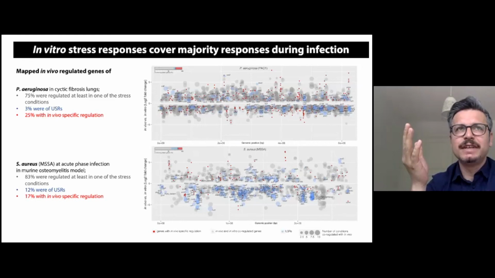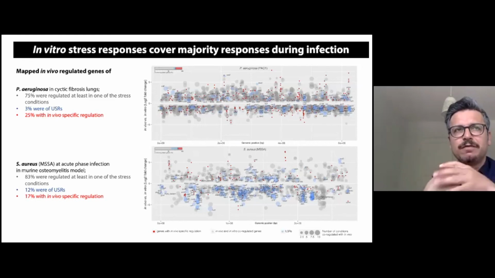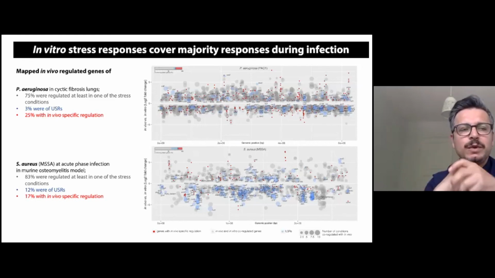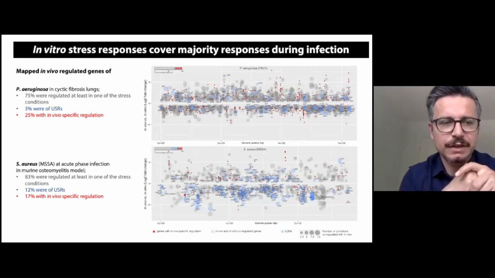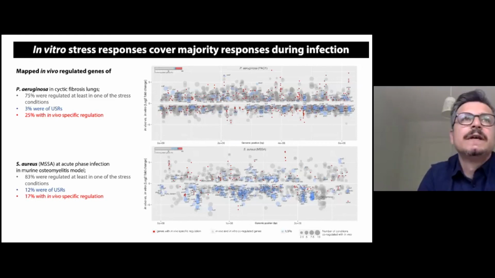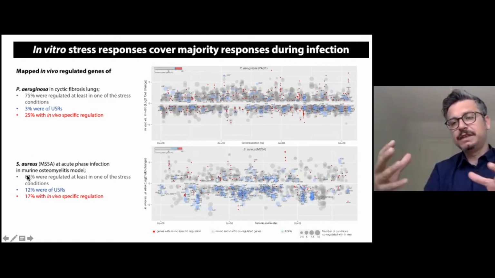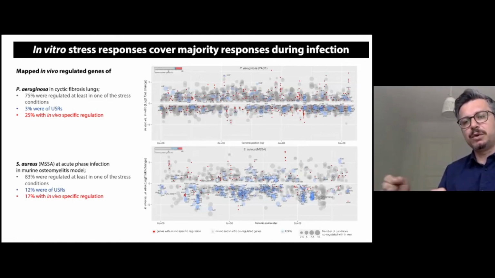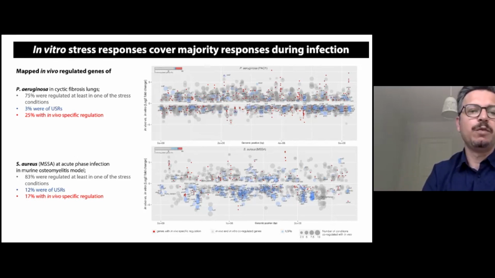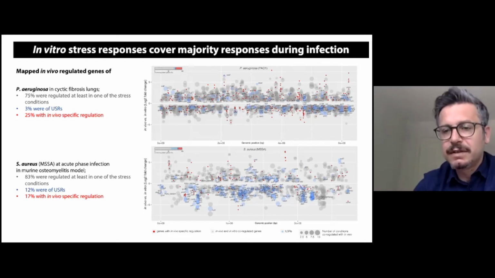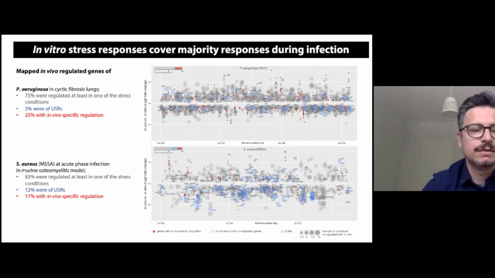So we looked for the data that we could get from the literature and found in vivo data from two clinically important pathogens, Pseudomonas aeruginosa and Staphylococcus aureus. And then we compared the responses that we found in our database. And we saw that 75% to 83% of these responses that we could detect in at least one of the stress conditions that we tested in vitro were actually responding during a real infection scenario. And we found some USRs also that are responding to these stresses in vivo.